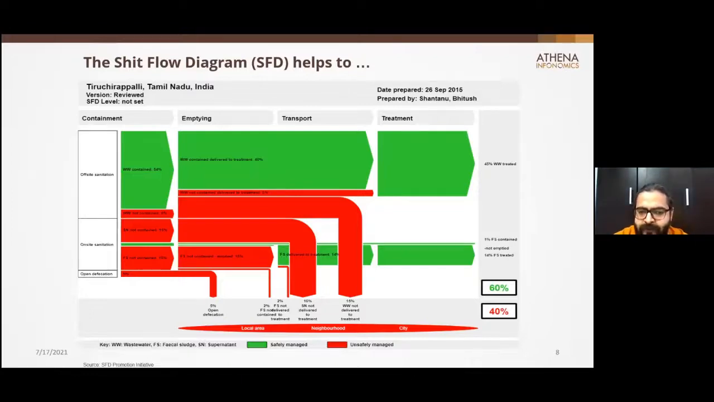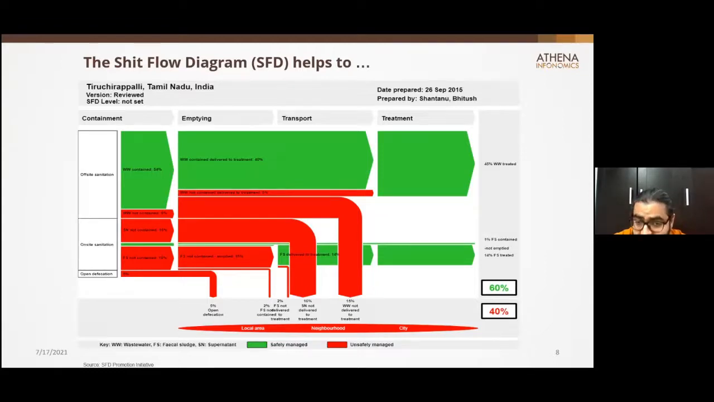So as we move from open defecation to, let's say, on-site sanitation, you can see there are two kinds of arrows. One is fecal sludge and the other is supernatant. We just looked at the term contained, and that's the term being used here. So you can see there is supernatant not contained and there is fecal sludge not contained. And I guess now you can easily say that the reason is that the system prevalent in Tiruchirappalli is not able to limit the transmission of pathogens. There might be septic tanks which are connected to open drains, and that's the reason you can see the red arrows. But there is one green arrow as well, and you can see that the green arrow continues.